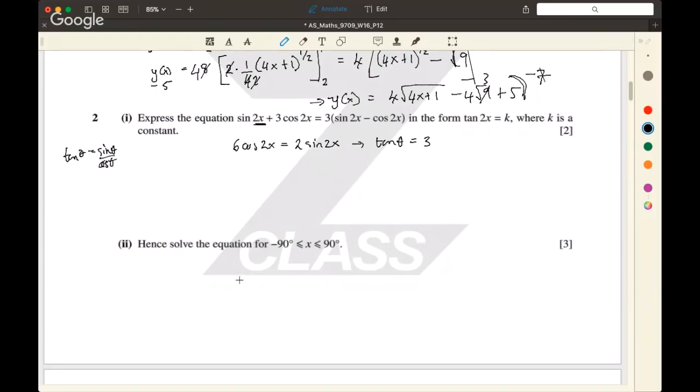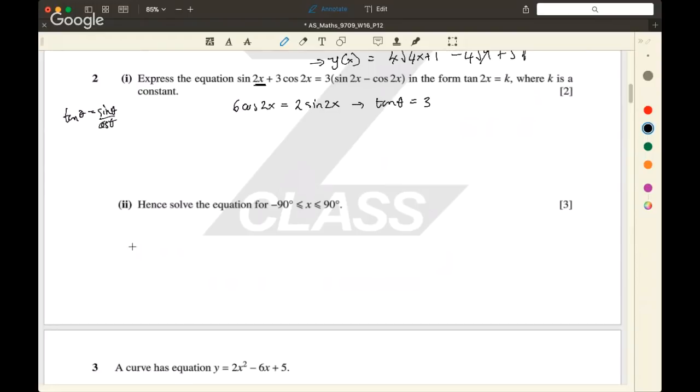Now, the slightly tricky bit comes here in the next sub-question, which is to solve the equation for x between 90 and minus 90. So this is one of those where you have to basically draw the graph and realize how many solutions will exist. So the tangent function looks like this, with that being 90 and that being minus 90. The tangent function has a periodicity of 180 degrees rather than 360 degrees.